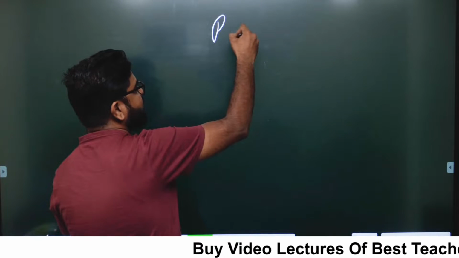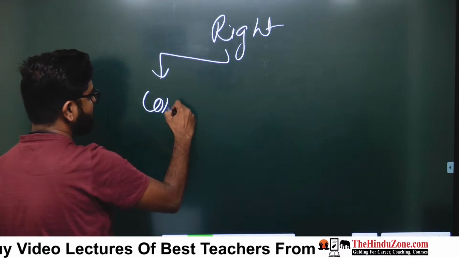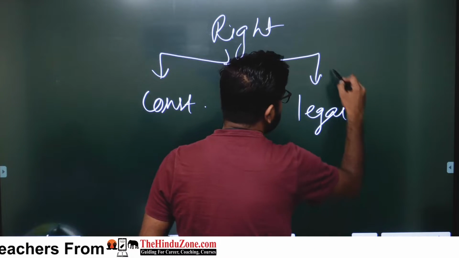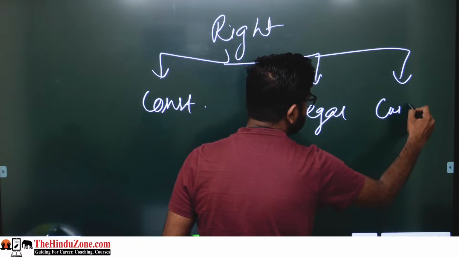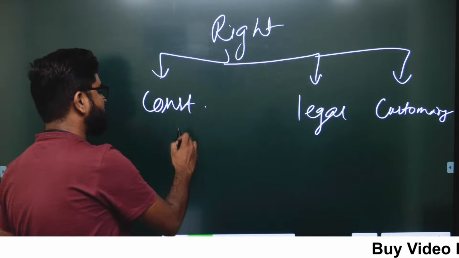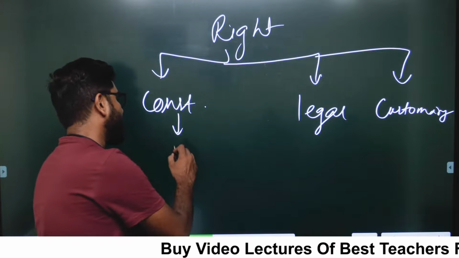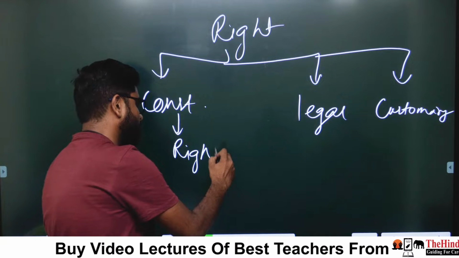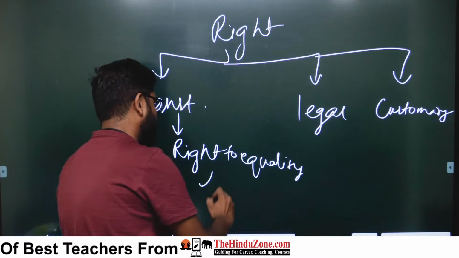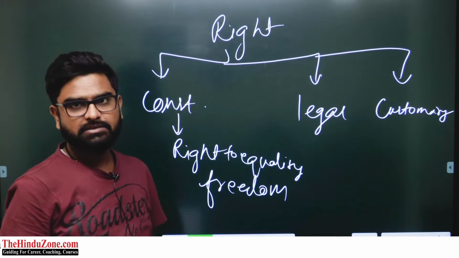If we classify rights, then the general classification is that we have two kinds of rights. One is constitutional, the other is legal, and another category you can create is customary. Constitutional rights are given directly by the Constitution of India. For that you will understand six rights: right to equality, right to freedom, and all. We will discuss each right separately. Right to equality, freedom, against exploitation, etc. There are six rights.